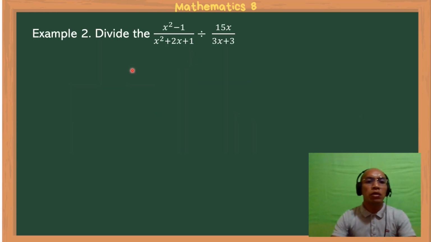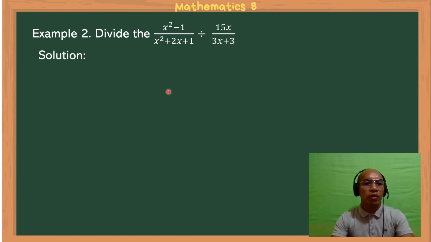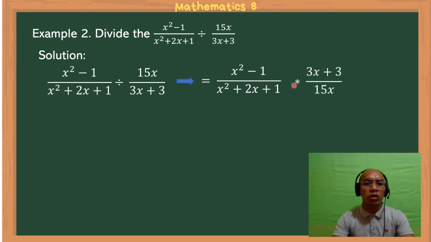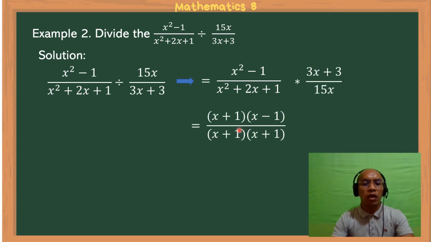So example number 2. Divide this expression, x squared minus 1 all over x squared plus 2x plus 1, by 15x all over 3x plus 3. So again, the rule: copy the numerator and multiply by the reciprocal of the denominator. So factor out the numerators and denominators completely.